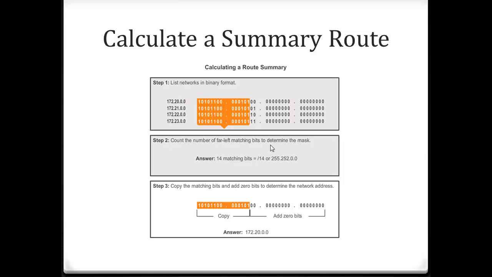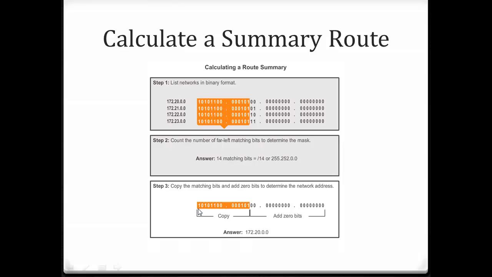The number of matching digits becomes our new subnet mask. So we had 14 matching digits. Our new subnet mask is a /14, which is 255.252.0.0. So once we have our new subnet mask, we need to determine the new network address. So what we do is we draw a line where those numbers stop to match, and we make the right-hand side all zeros. We convert that back into decimal, and this gives us our network address.